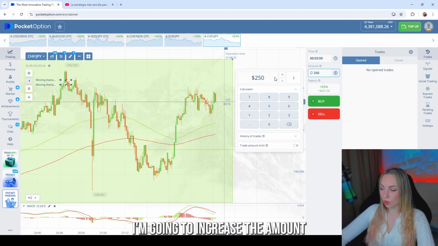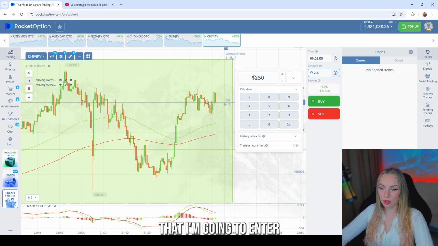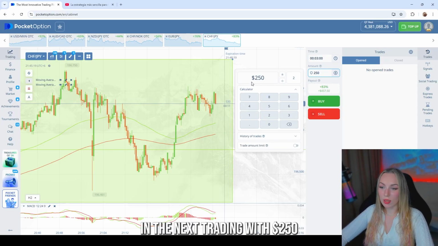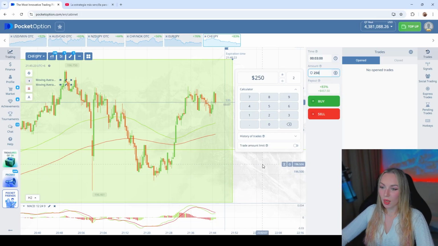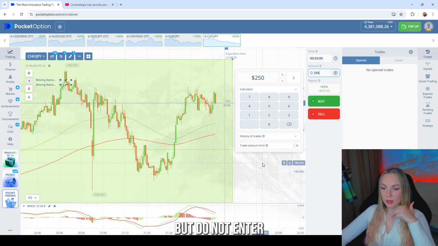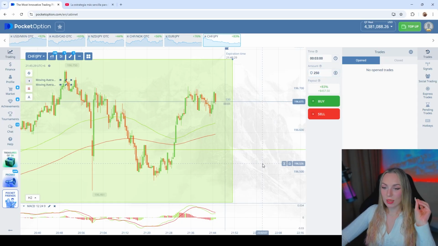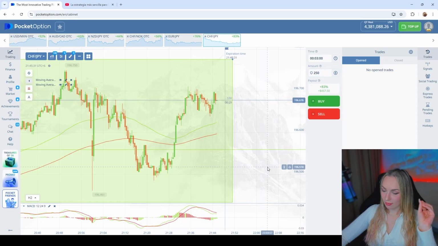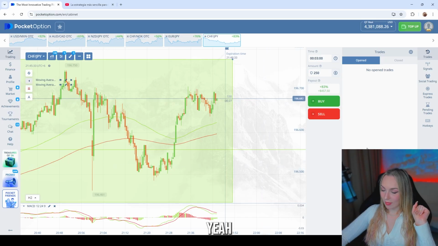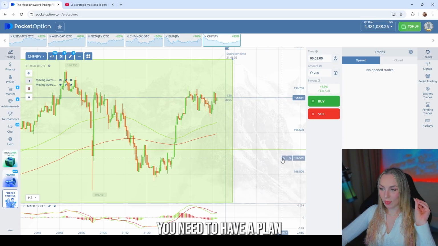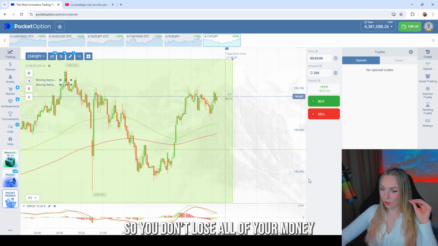That's why I'm gonna increase the amount. I'm gonna enter in the next trade with $250, but do not enter with more than 5% of your deposit. Yeah, you need to have a plan so you don't lose all of your money.